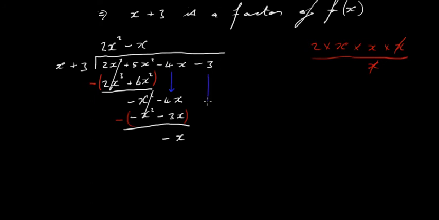Okay, so now we're going to take our last term here, bring it down, do the same again. So we have a minus 3 here. Take this x here, divide it into this minus x. So plus into minus is minus, x into x is 1.